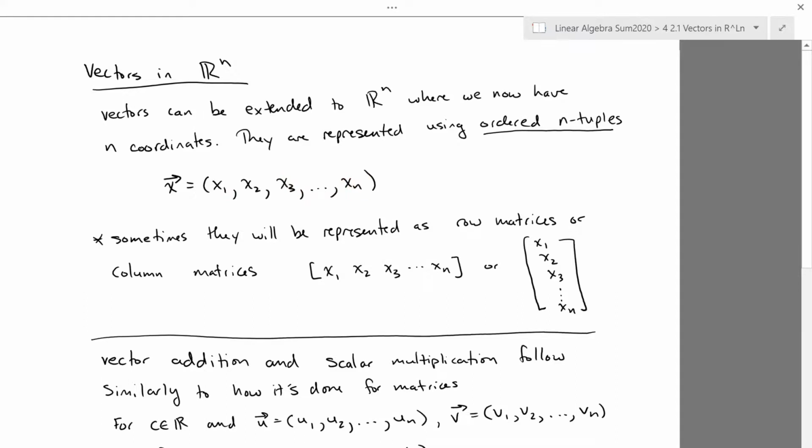So there's n coordinates that describe the vector, and depending on the situation, sometimes it's going to be convenient to represent the vector as a row matrix or as a column matrix. So here this is a 1 by n matrix, and here this is an n by 1 matrix. But again, you just put the entries of the matrices as the n coordinates of the vector, and you can think of them as essentially being the same.